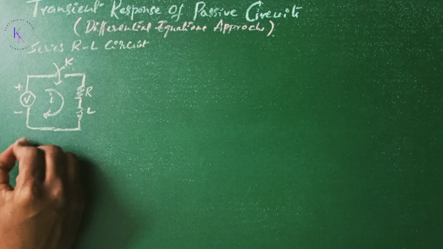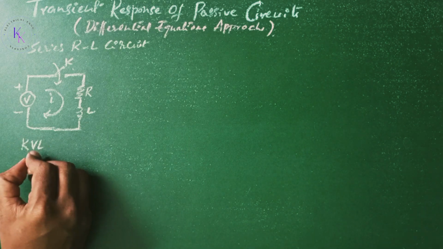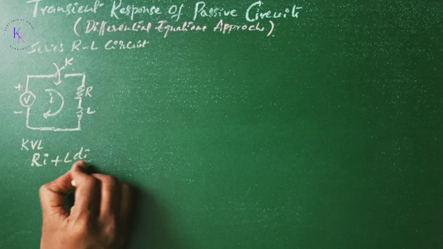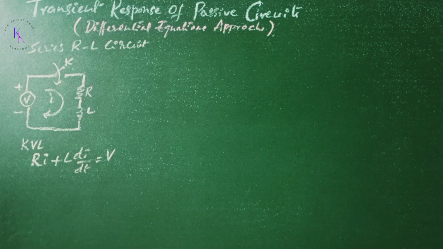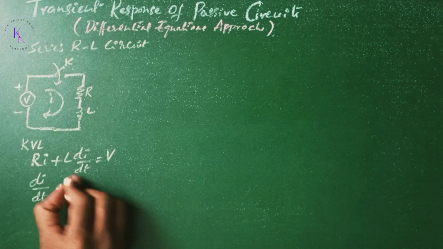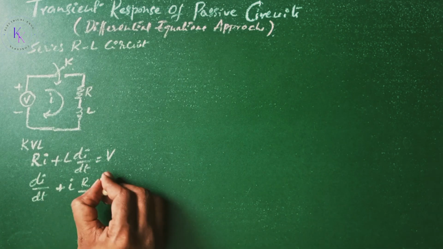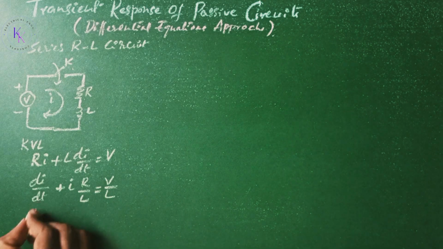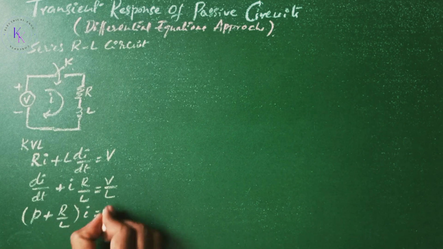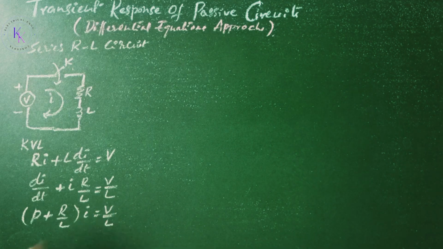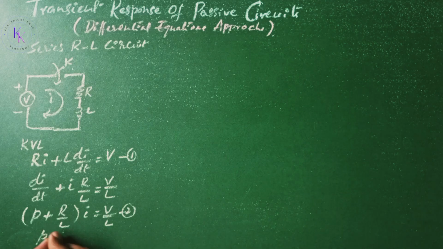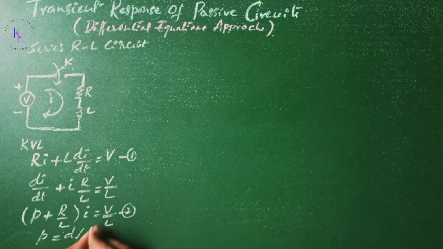Applying KVL to the circuit, we get Ri plus L di by dt equals V. Di by dt plus i of R by L equals V by L. This we can write as P plus R by L of i equals V by L. Let this be equation 1 and this be 2, where P equals d by dt.